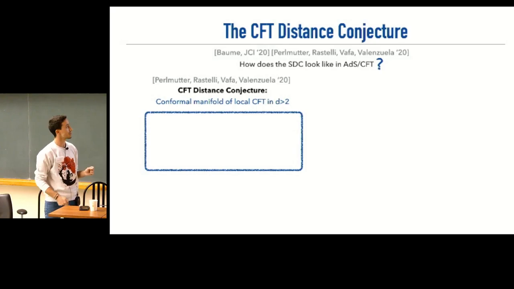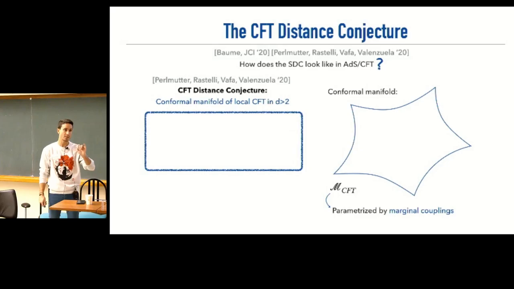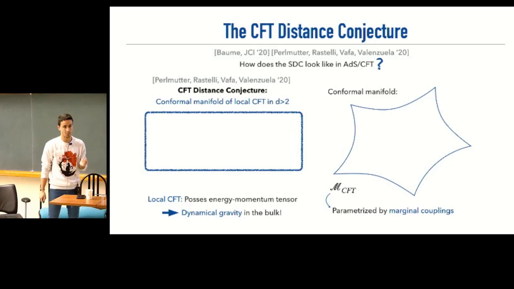For that, let me first explain what the conformal manifold is. The conformal manifold is nothing but the dual of the moduli space. Now, instead of being parameterized by the VEVs of massless scalars, it is parameterized by exactly marginal couplings. These are couplings such that no matter what value I give to them, the theory remains conformal, which is very non-trivial, because the theory can be very strongly coupled and still conformal. When I say local CFT, what I mean is that it possesses an energy momentum tensor. This is very important because that means in AdS/CFT that in the bulk I have a spin 2 graviton. So I am actually talking about gravity, that gravity is dynamical.